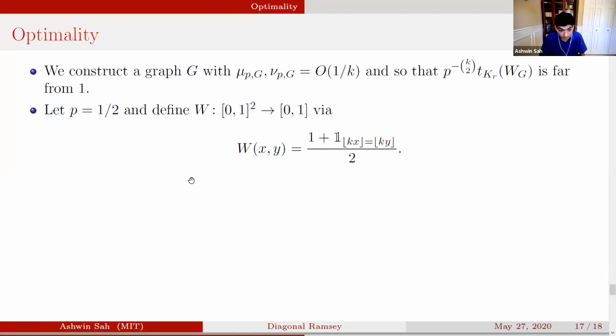So what we're going to do is focus on the case p equals 1/2 for simplicity. Define the following graphon. The way it's defined is that almost everywhere in the unit square, it's equal to 1/2. And along the central diagonal, in k different squares with dimensions 1 over k by 1 over k, we're going to bump it up from 1/2 to 1.